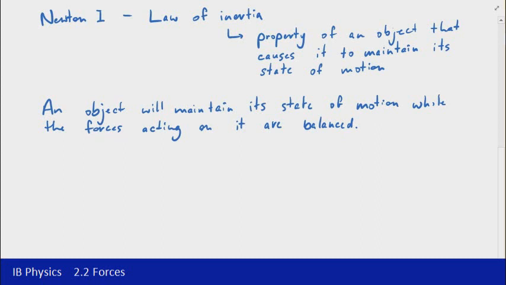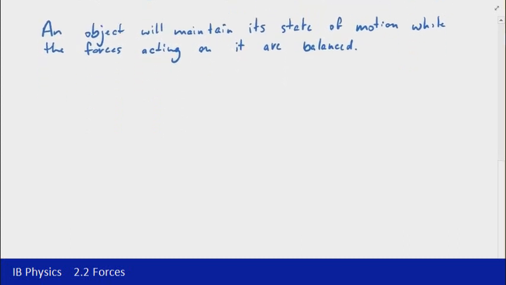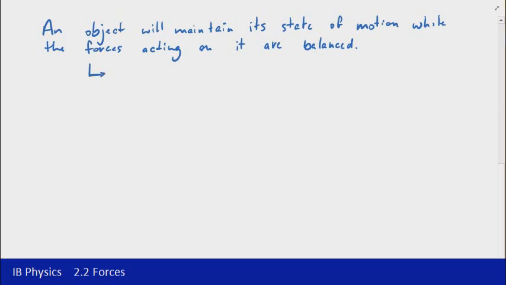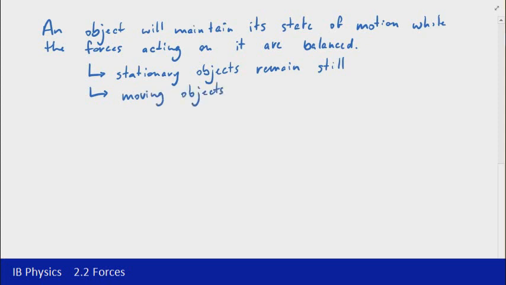I've seen in the past a few students not quite making sense of the difference between Newton's first and second law. So if you focus on Newton's first law, it's when the forces acting on the object are balanced. Now there's a couple of scenarios here that you need to be aware of in terms of maintaining its state of motion. That basically means that stationary objects remain still, and the second thing to keep in mind is that moving objects maintain their velocity. So they keep moving at the same speed and in the same direction.